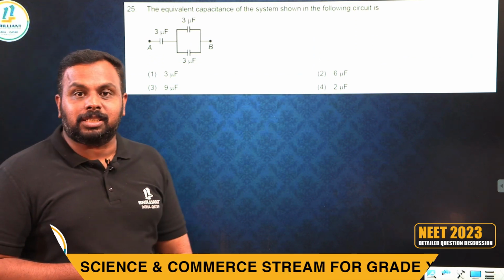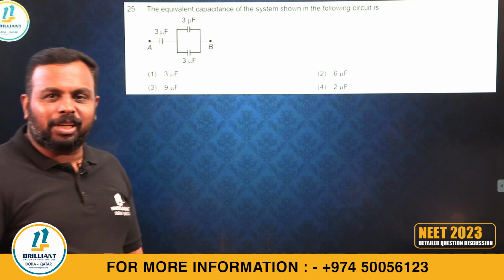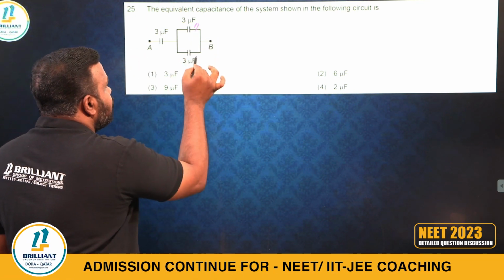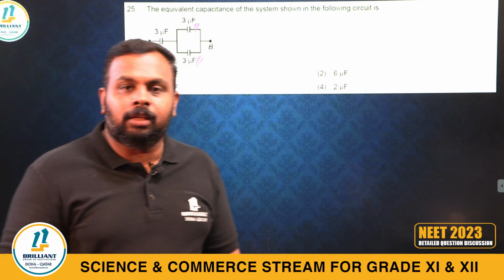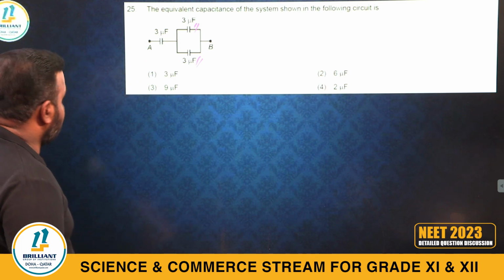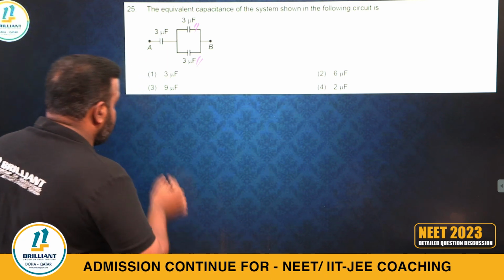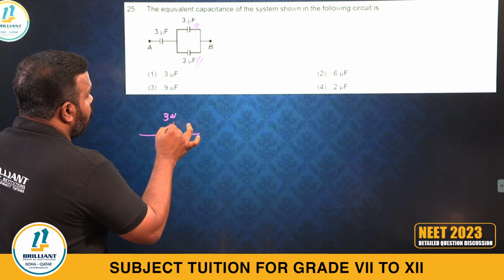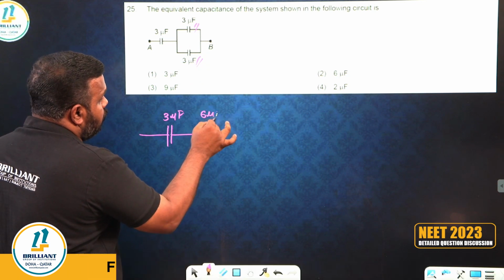Now, the next question, number 25. The equivalent capacitance of the system shown in the following circuit. Simple again. Combination of capacitors. You can see that this capacitor and this capacitor are in parallel. In parallel, we can add them. So 3 plus 3 will be 6. One 3 microfarad is here, and this 3 and this 3 get added up. We get 6 microfarad.